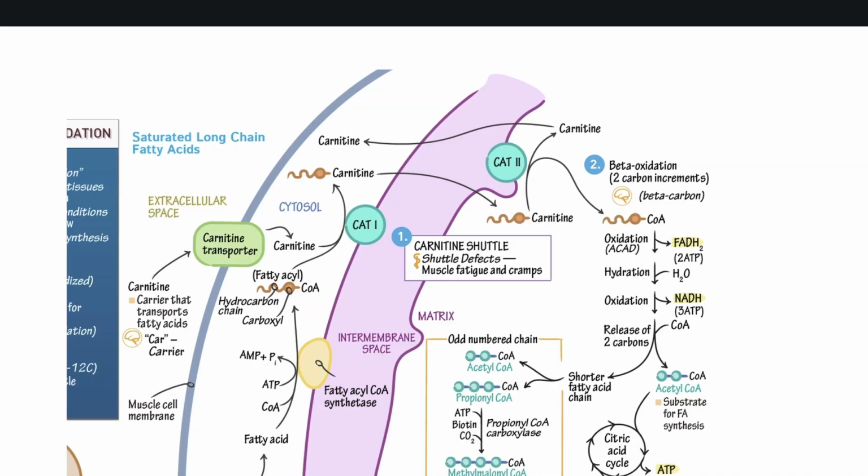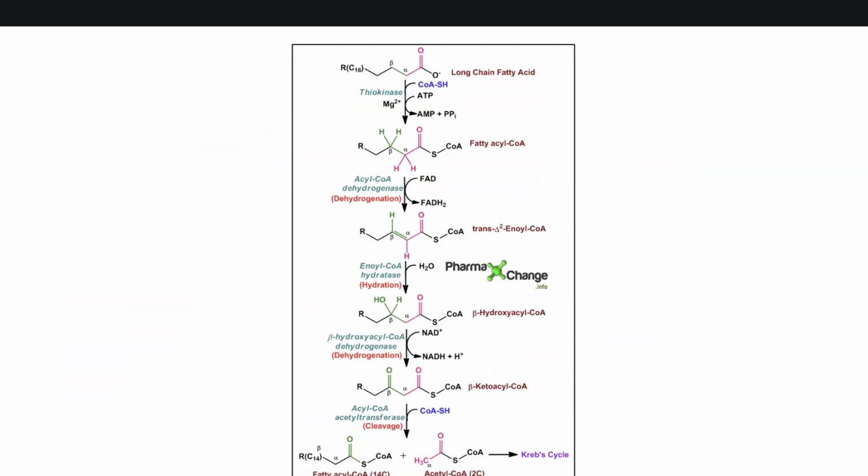Now, exactly what we did for biosynthesis of fatty acids, we're going to try to reverse that and make the chain smaller. Okay, you remember I said CRDR: condensation, reduction, dehydration, reduction, right? So what we're going to do is reverse these. So the steps are oxidation, hydration, oxidation, and then release.